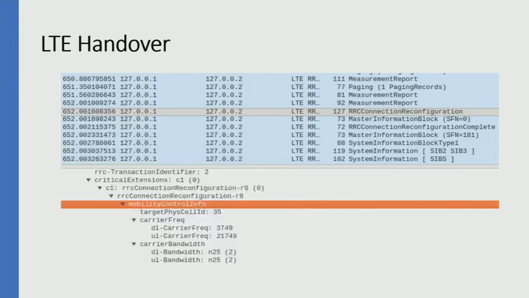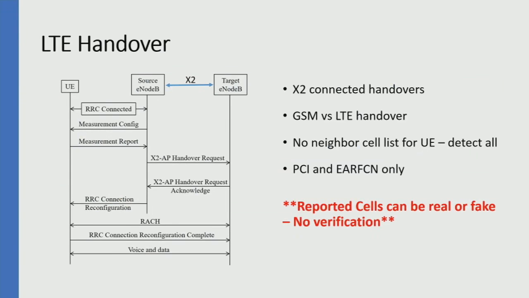So the problem here was that all the cells or all kind of information that's being sent from the phone to the base station is not verified by the base station. Without verifying, it gives a handover command. So that's the problem we figured out.